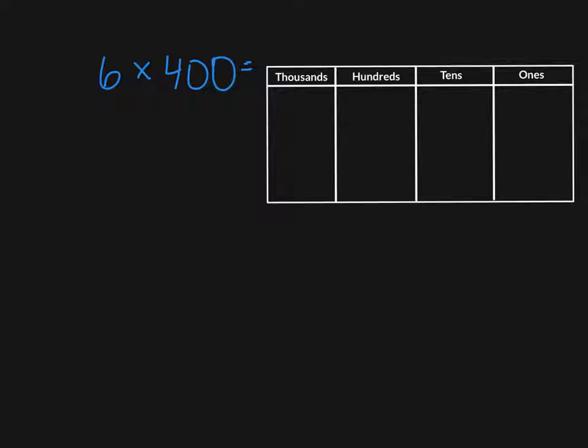For this last problem, I have 6 times 400. The first thing I want to do is decompose this 400 to 4 times 100. And then I can rewrite this multiplication sentence as 6 times 4 times 100. So now to continue this problem, I'm going to use my place value chart and I can multiply the 6 times 4. I'm going to start with my 6 ones and I'm going to multiply that by 4.